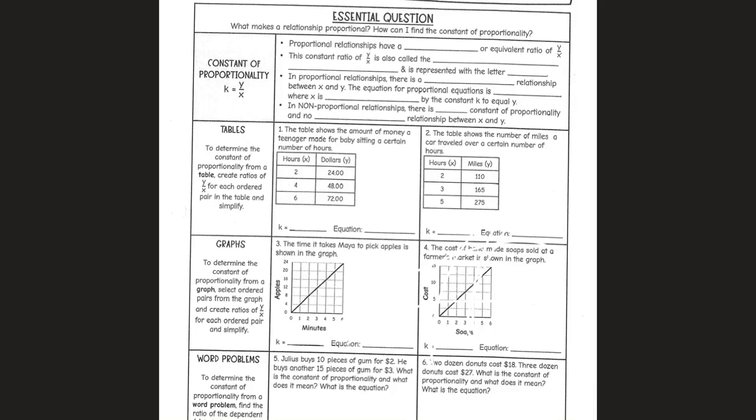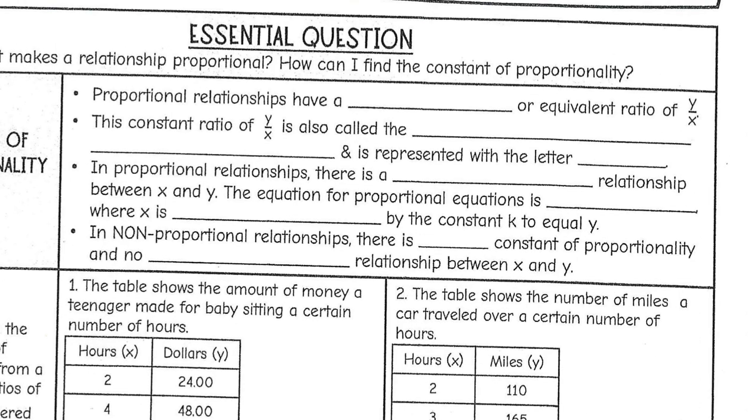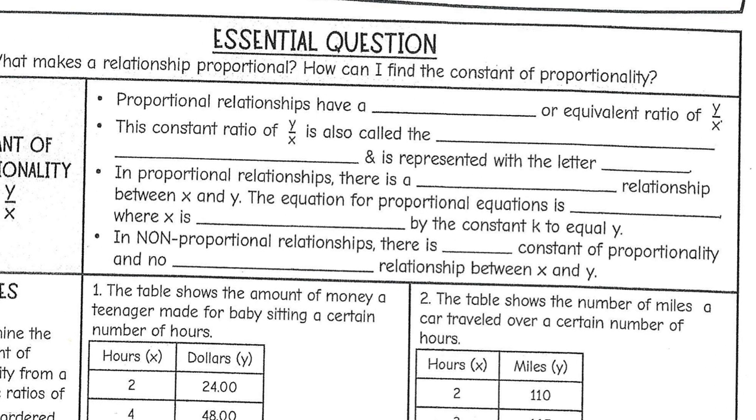All right, so these are the notes for Tuesday: constant of proportionality, also known as the constant of variation of a direct variation. Proportional relationships have a constant, or equivalent ratio, of y over x. The constant ratio of y over x is called the constant of proportionality.